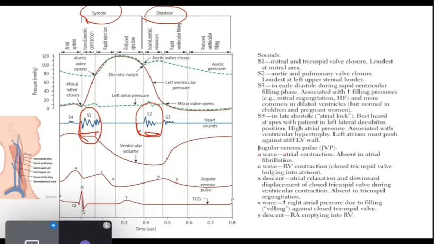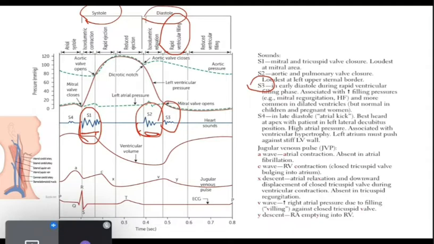Now, next one is S3. S3 happens in the early diastole during rapid ventricular filling. S3 is the sound of the rapid ventricular filling. So here the atria fill the ventricle. The rapid phase of the ventricular filling is what causes the S3 sound. It's associated with increased filling pressures. We know that ventricular filling happens in the diastole, so with rapid ventricular filling you will have the S3 sound.